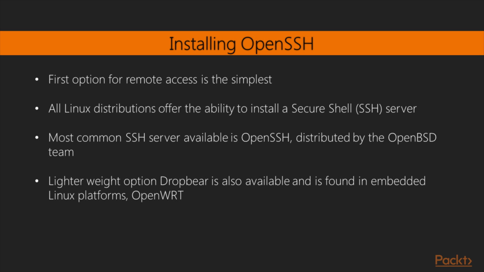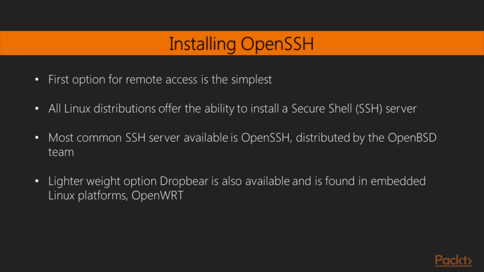Our first option for remote access is the simplest, assuming that you just need to be able to remotely access a shell on your Linux system. All Linux distributions offer the ability to install a secure shell SSH server. The most common SSH server available is OpenSSH, which is distributed by the OpenBSD team. A lighter weight option called Dropbear is also available and is often found in embedded Linux platforms such as OpenWRT.